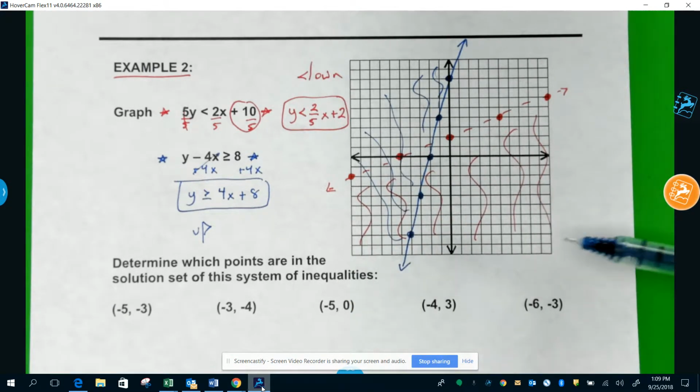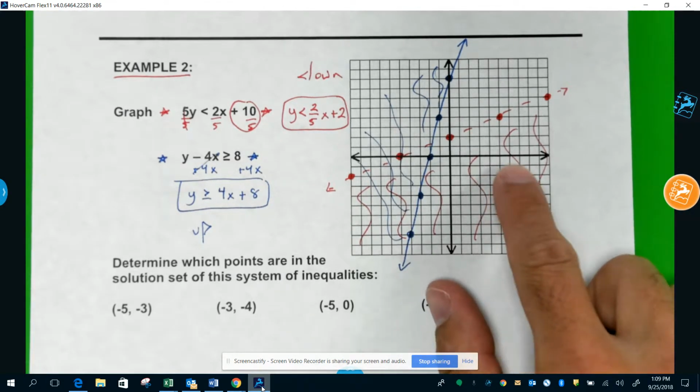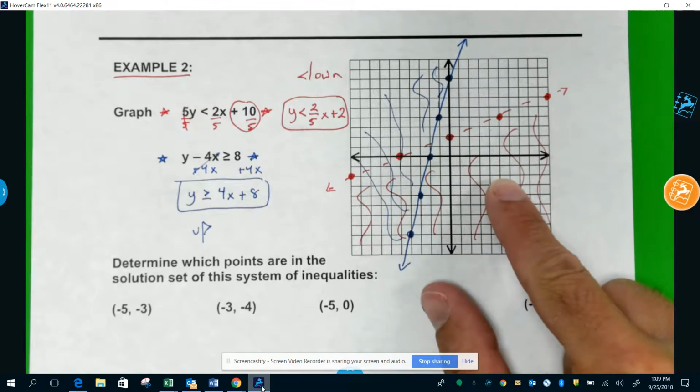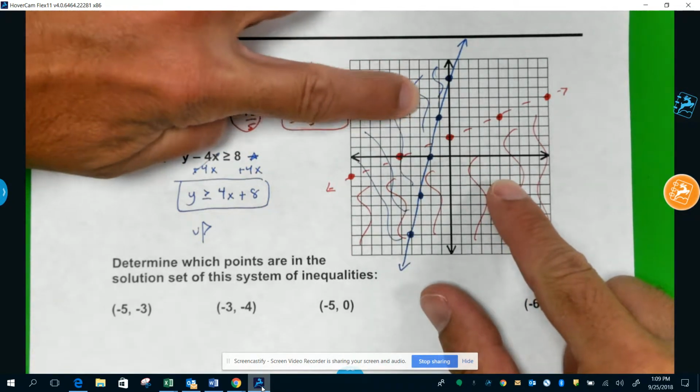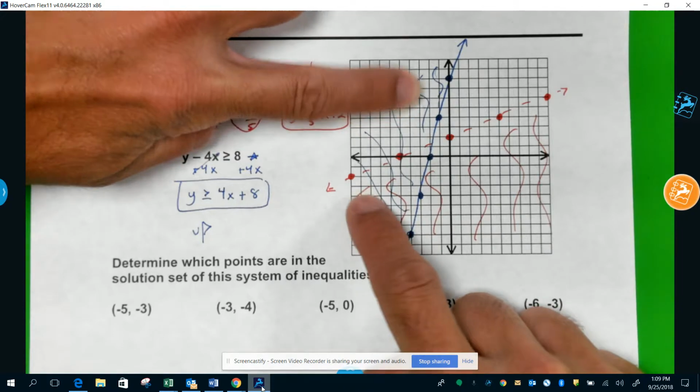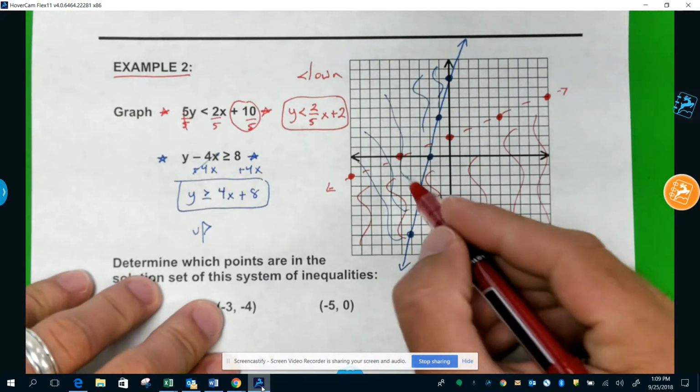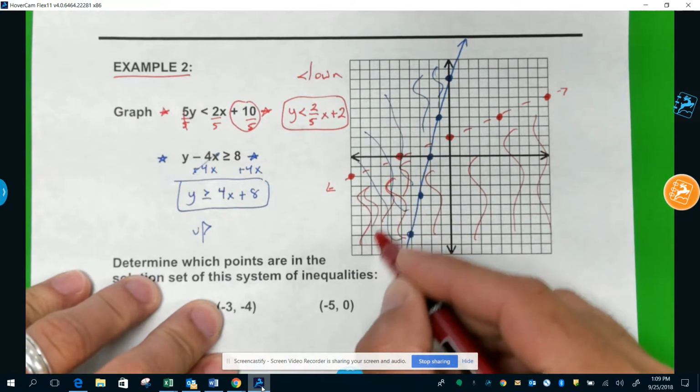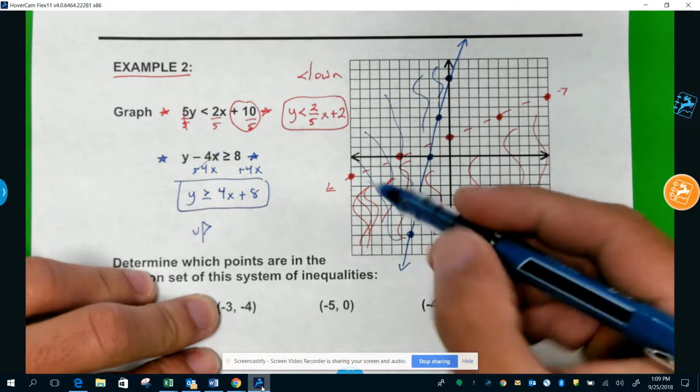Now my solution. Okay, it says determine which points are in the solution. A solution is a coordinate that falls in the double shaded area. Well, down here on the bottom right, this is only shaded red. Up here on the top left, this is only shaded blue. So my double shaded area, where I have red and blue shadings, is going to be right here in this section.